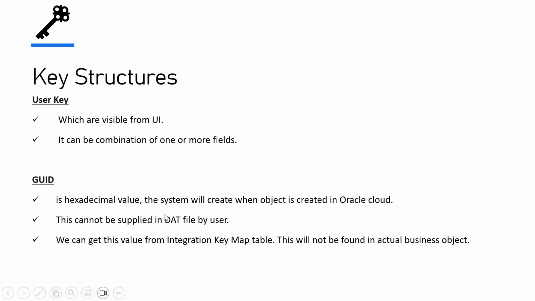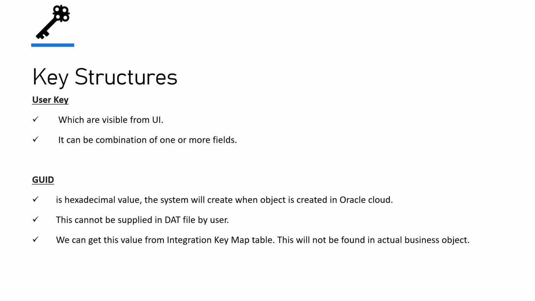The GUIDs are nothing but hexadecimal values. Whenever a row is created in the system or in Oracle Cloud, a hexadecimal value will be generated by the system for every row. This cannot be supplied in the dat file, meaning it is not created by the user.